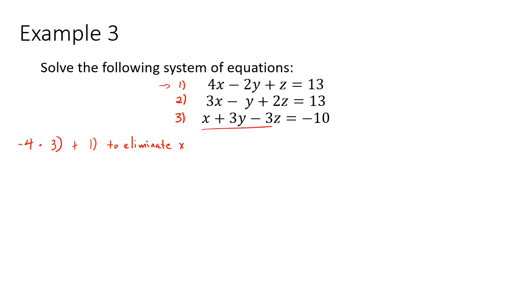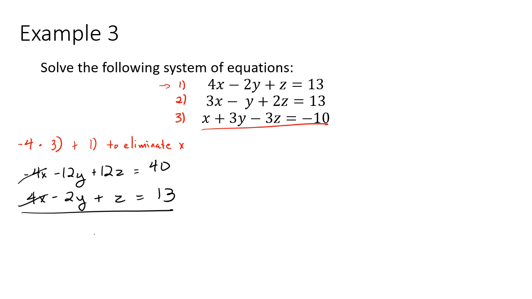All right, so if I do negative 4 times the bottom equation, that's going to give me negative 4x minus 12y plus 12z, be careful with the signs, is equal to negative 4 times negative 10, which would be a positive 40. And then I'm going to add that to the top equation, 4x minus 2y plus z is equal to 13. The x's cancel. We get negative 14y plus 13z is equal to 53.